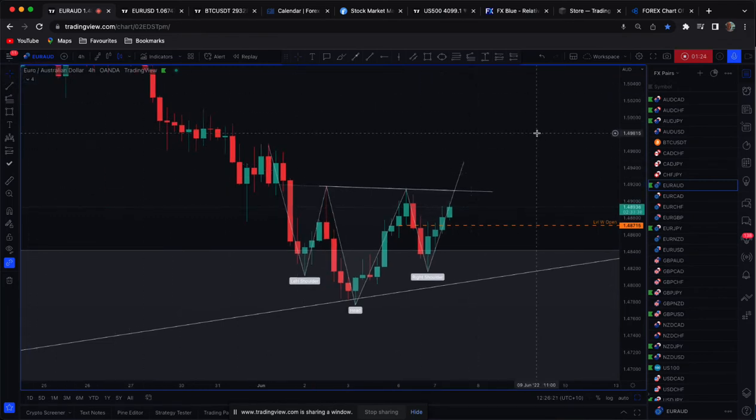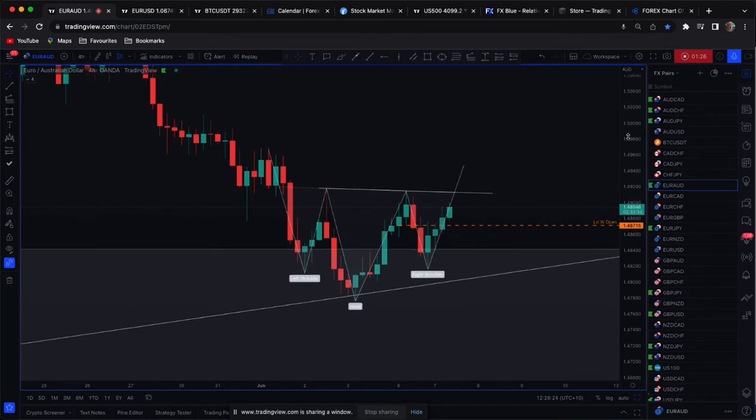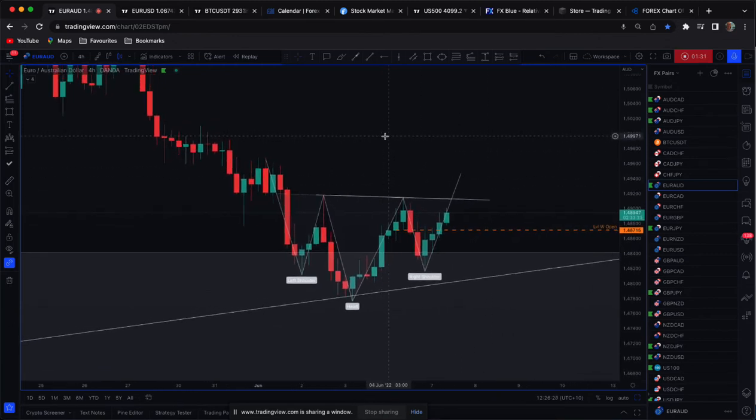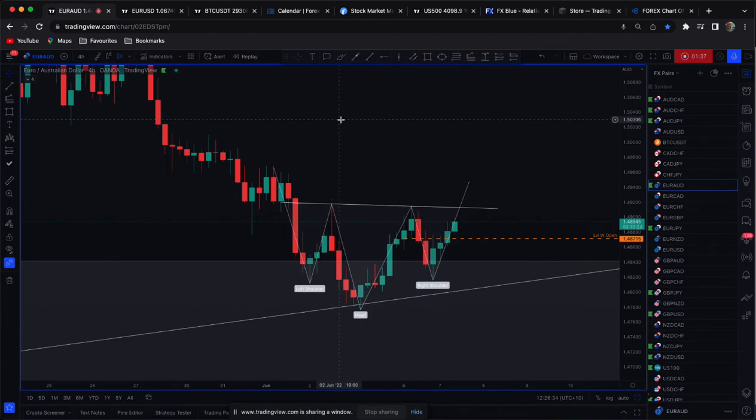We've got some high impact events related to the Aussie coming up in a couple of hours. So it'll be worth waiting for that before you jump into any trades.